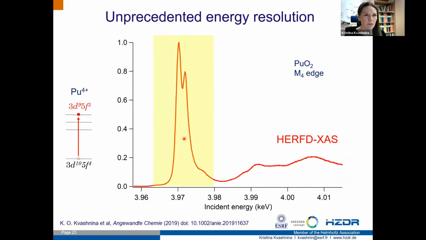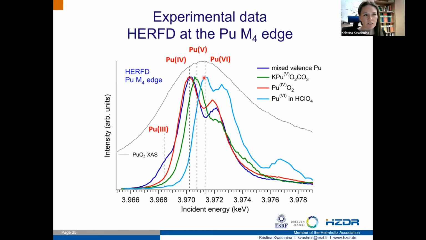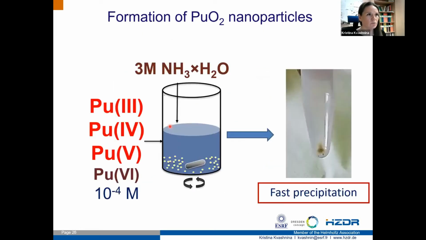So now again, if I zoom on that part of the spectrum, you can see the same case as in uranium: you can see different oxidation states belonging to plutonium 4, 5, and 6. And if you have a mixed valence compound, you also see all different states, even including plutonium 3.